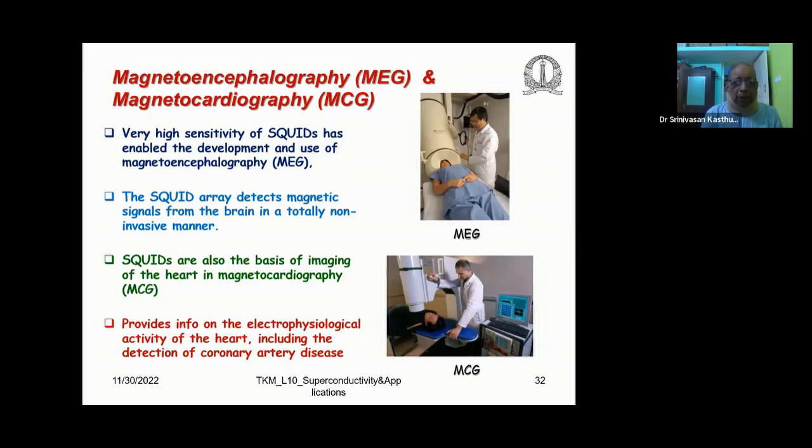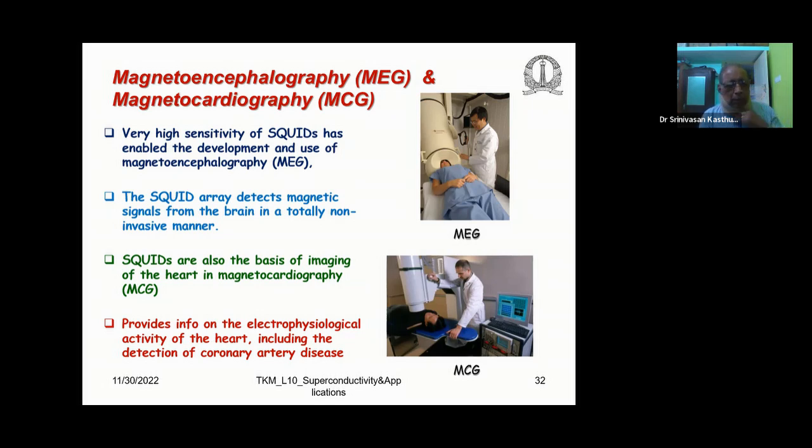Magnetoencephalography, MEG, and magnetocardiography. The very high sensitivity of the SQUIDs has enabled the development of magnetoencephalography. For example, in the picture you see a helmet, a big-sized helmet, I should say, used on the skull of the patient, surrounding the head. Okay. So you can see here, they will detect the magnetic signals from the brain in a totally non-invasive manner.